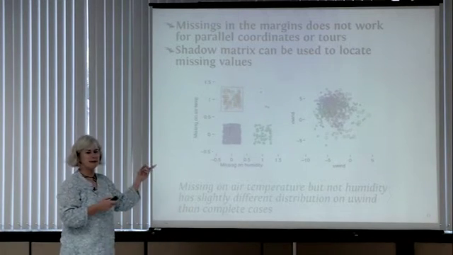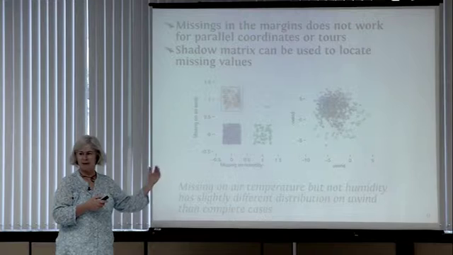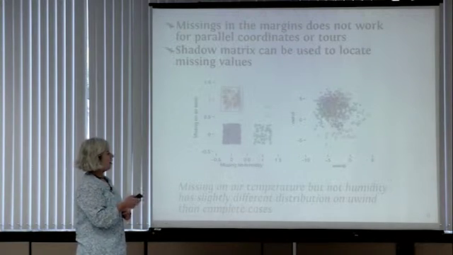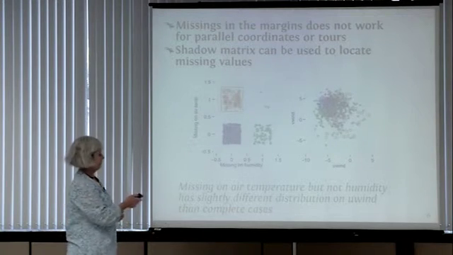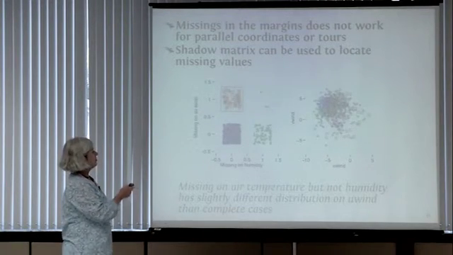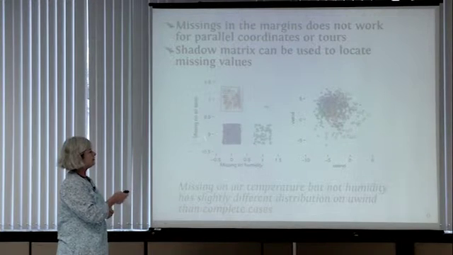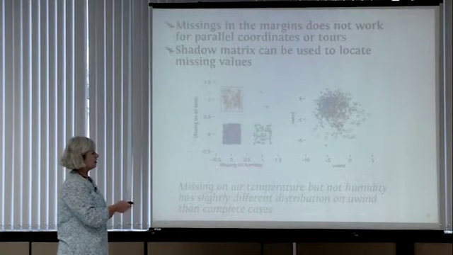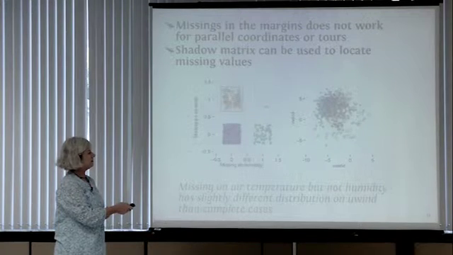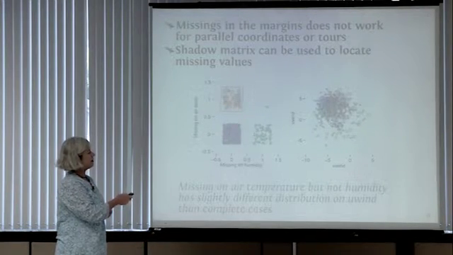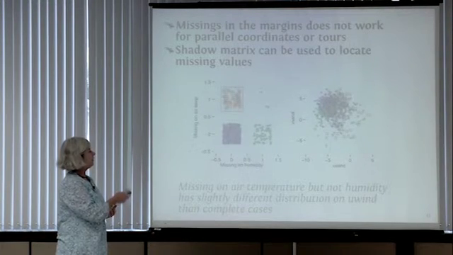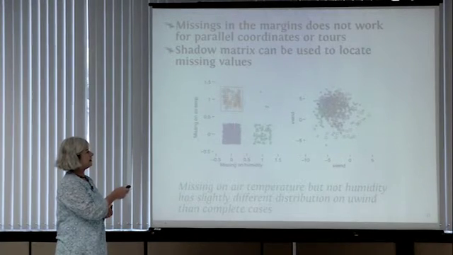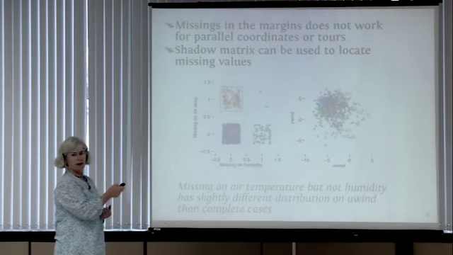So this is where you really need to have the shadow matrix, so that you can highlight missing and not missing in different patterns, and then look at the multivariate plots. So here's a representation of the shadow matrix. On the horizontal axis, I've got missing on humidity. 0 means the value's there, and 1 means the value's missing. And vertically, we've got missing on air temperature. Again, 0 is complete, and 1 is missing.